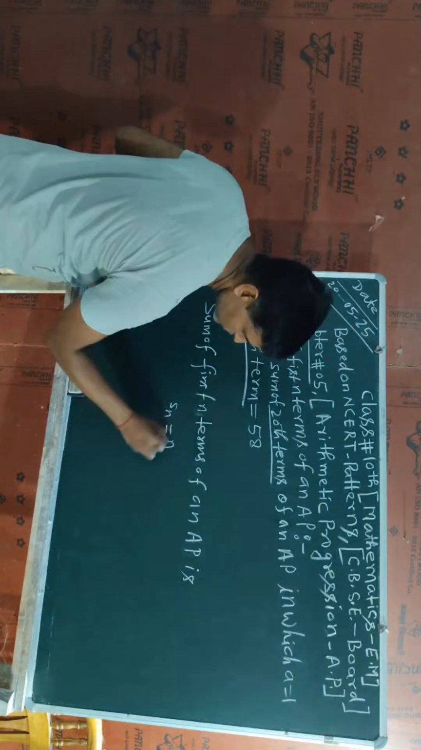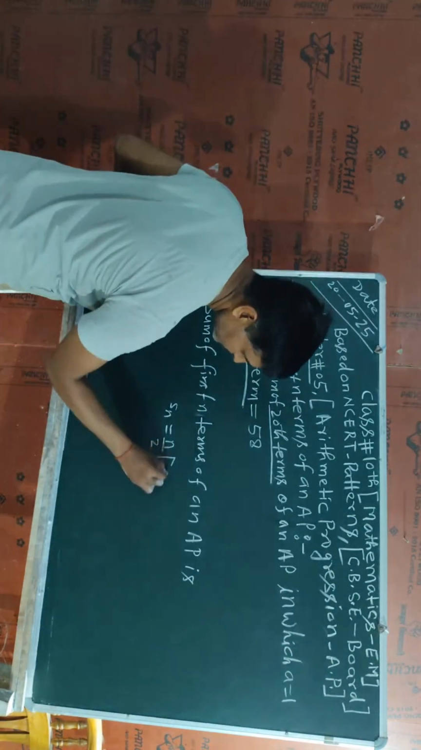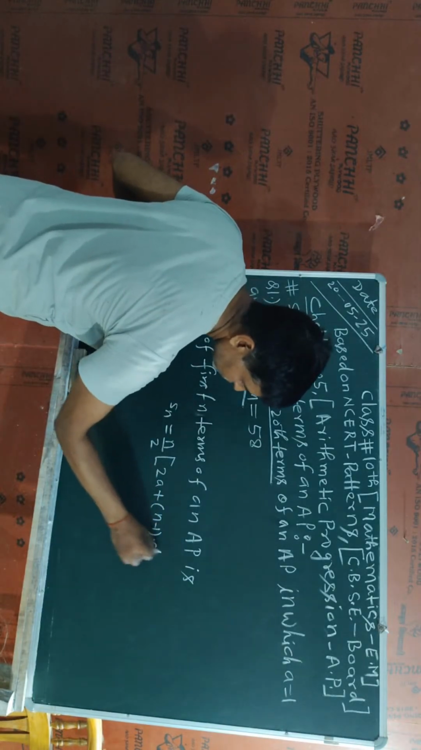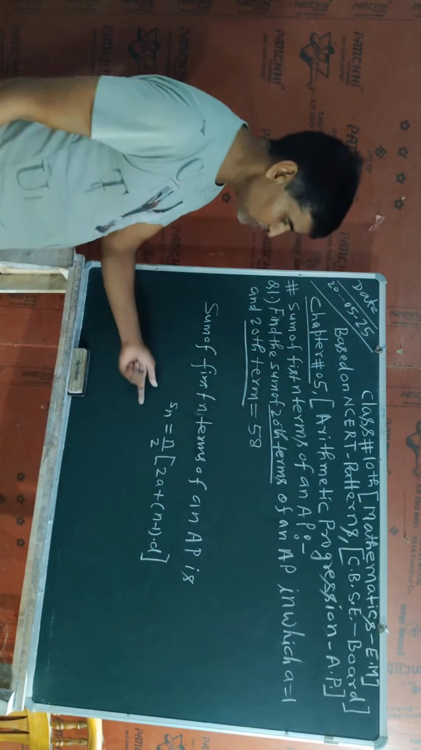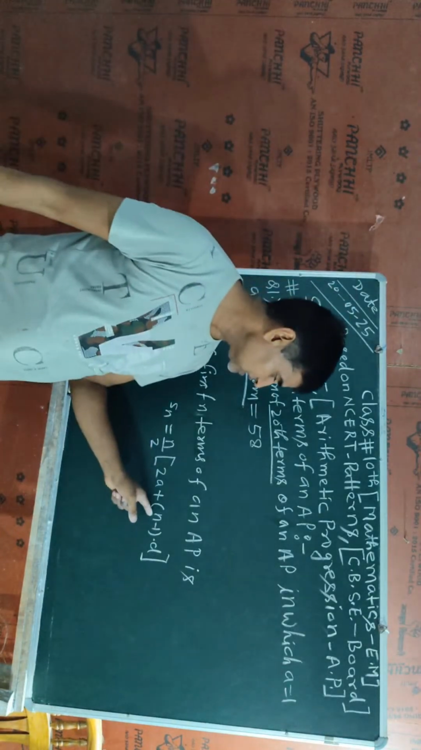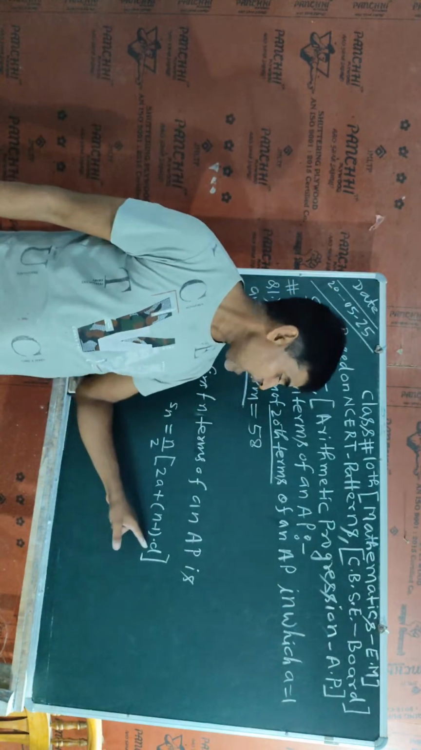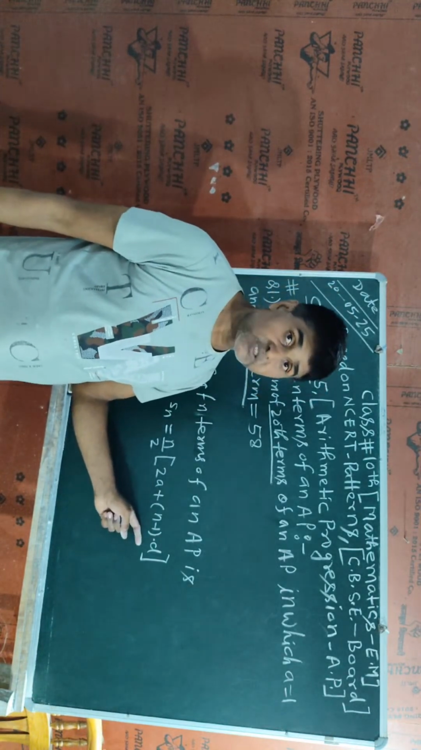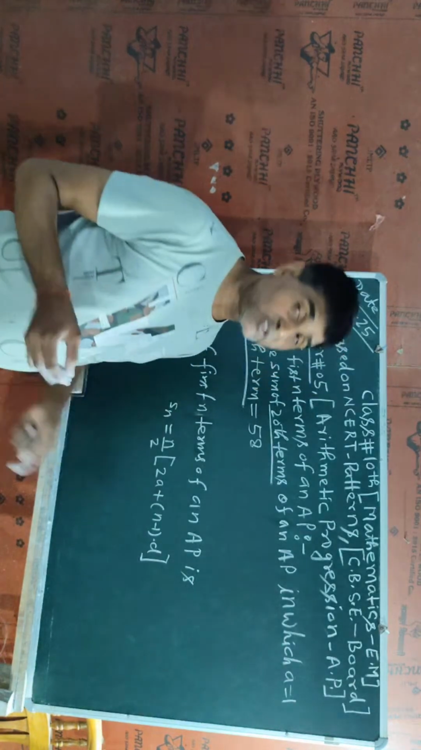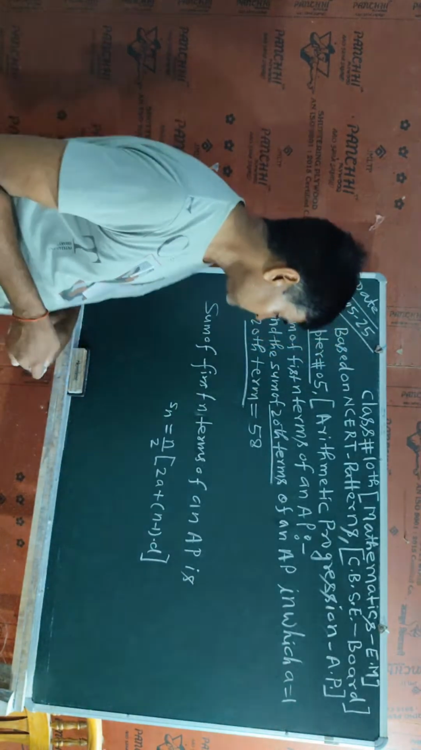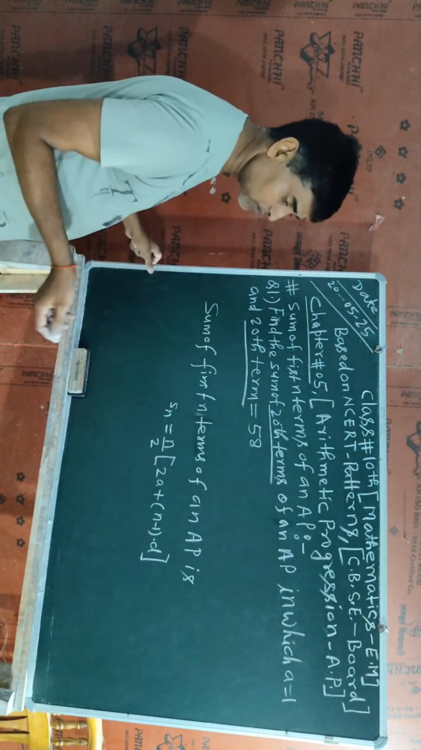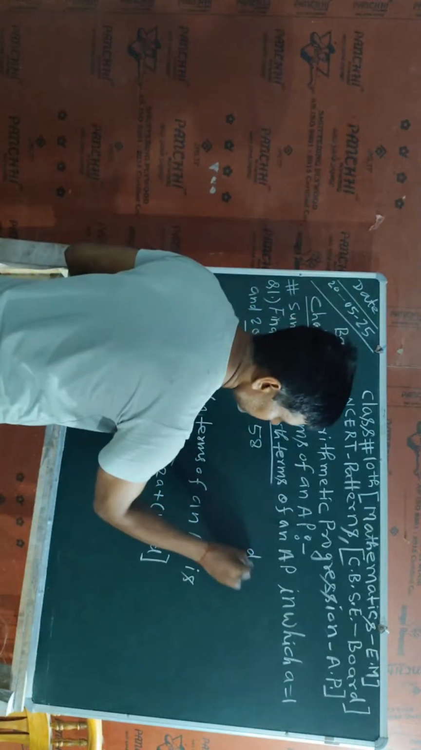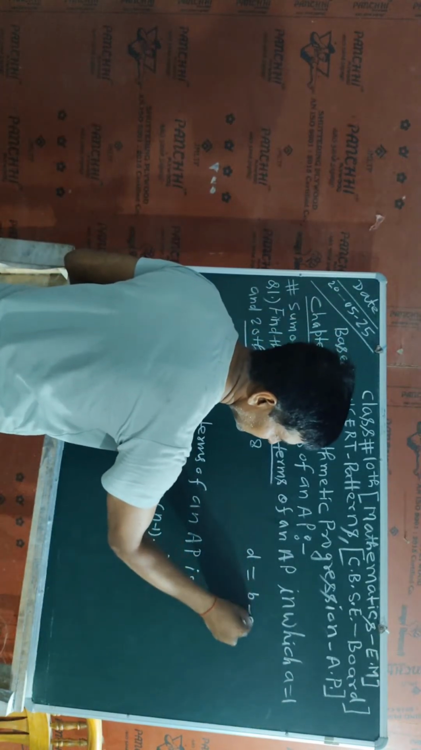Sn is equal to n divided by 2 times, in the bracket, 2a plus (n minus 1) into d. Okay students, here n is the number of terms given in the question, and d is the common difference. The common difference is obtained by subtracting the first term from the second term. So d is equal to b minus a.